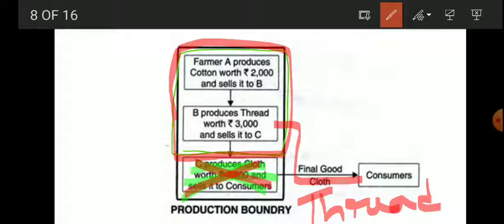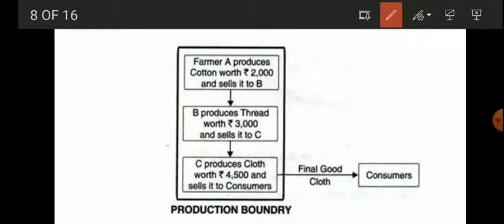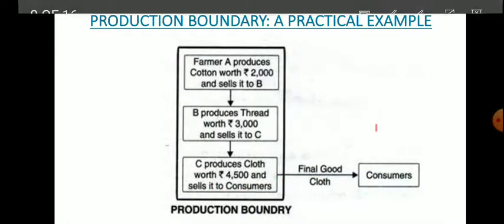that imaginary line or imaginary boundary, then that good will be known as a final good. Until the good comes out, it will not be considered a final good. Inside that boundary the goods will become what? Intermediate. It may be in any form, but it will be intermediate only inside the boundary. So this is all about the production boundary.